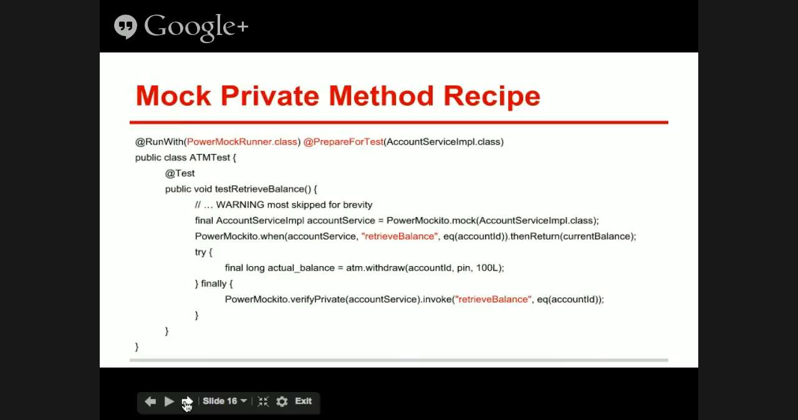But I mean, I skipped a lot of code in this snippet, but here is a snippet of code that tells you how to mock a private method. First of all, with the test case, you gotta state that you're running with a PowerMock runner. Now, the class that has your private method, you have to prepare for the test with that annotation as well. Prepare for test.